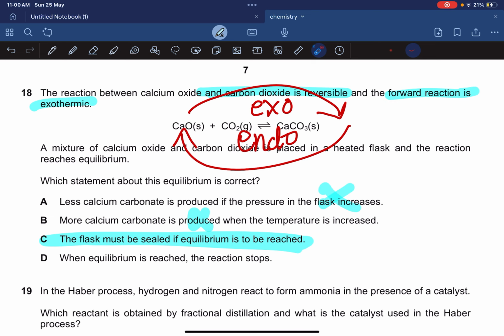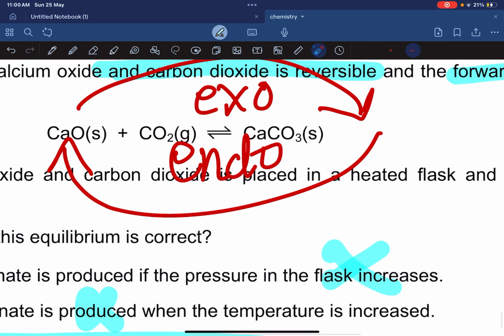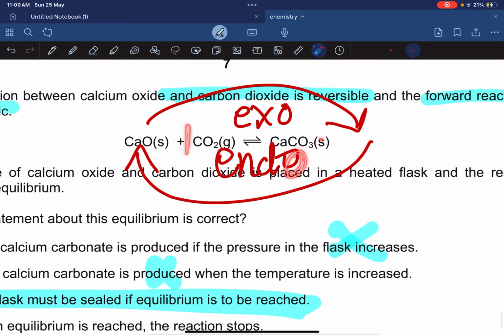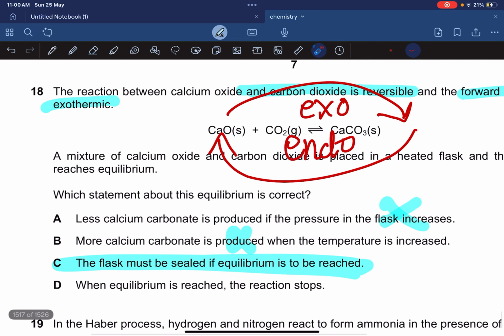Oh, I forgot one thing. That's a solid over here. Sorry. That's a solid. So there's going to be 1 mole of gas over here and 0 moles of gas over here. Sorry, I thought it was a gas. I'm so sorry. So let's read option A again. Less calcium carbonate is produced if the pressure of the flask increases.